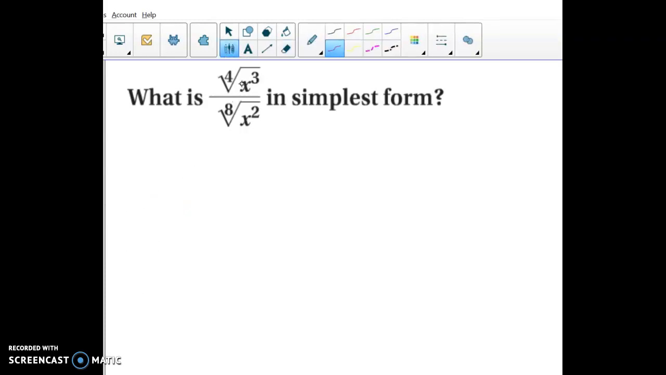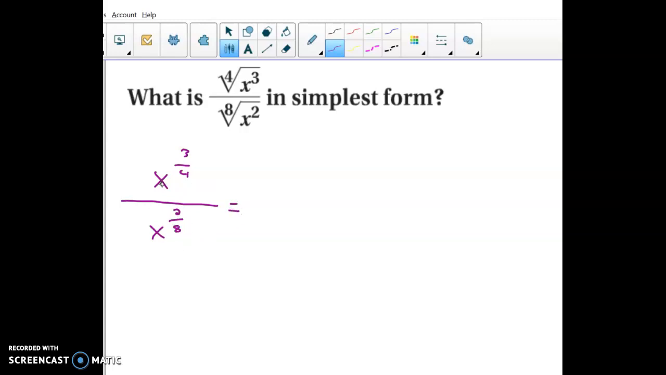So I'm going to rewrite this one. And sometimes switching forms isn't the right thing, but we can at least try it and see if it helps us. So if we switch them to fraction exponents, we'd have power of 3, root of 4. This one would be power of 2, root of 8.